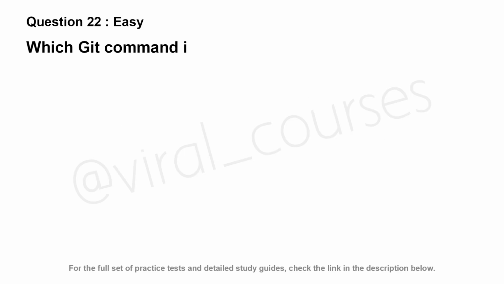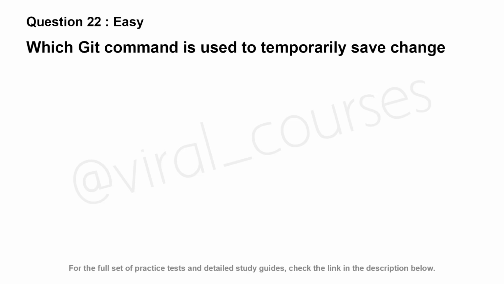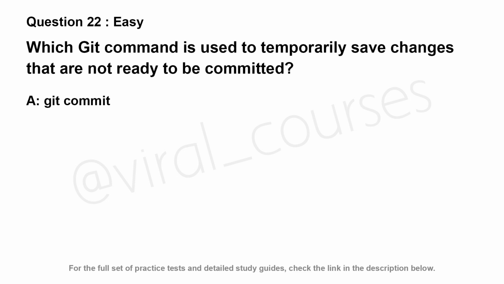Which git command is used to temporarily save changes that are not ready to be committed? Option A, git commit. Option B, git push. Option C, git stash. Option D, git checkout.